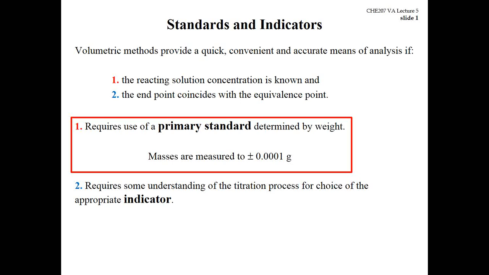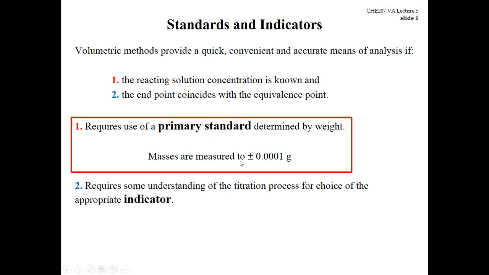In this lecture, we're looking at the requirements for standards. We know that volumetric methods provide a quick, convenient, and accurate means of analysis if and only if the reacting solution concentration is known accurately, and the end point coincides with the equivalence point. The first factor requires the use of a primary standard that is determined by weight.